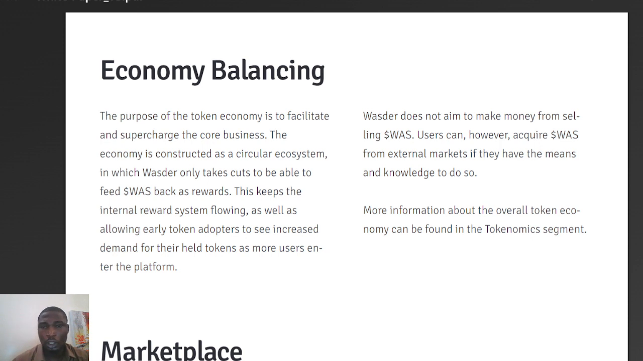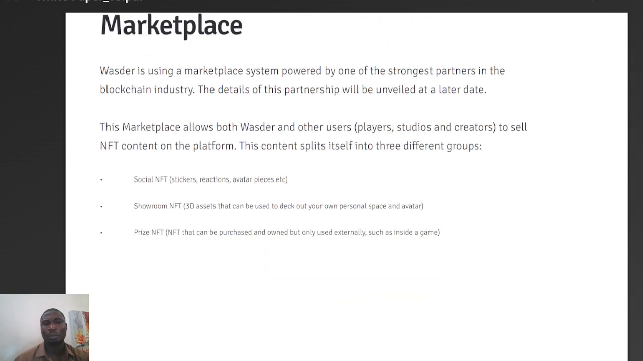Now the Swada does not aim to make money from selling the token. Users can, however, acquire the token from internal markets if they have the means and knowledge to do so. More information about the overall token economy can be found in the tokenomics segment. So now let's look at the marketplace.